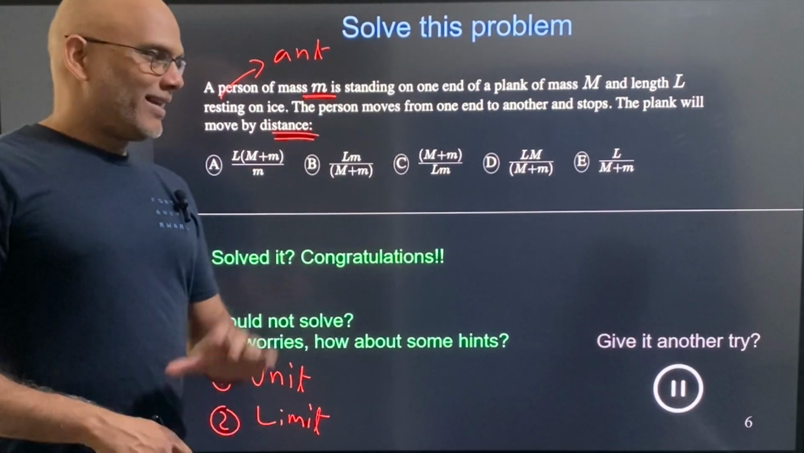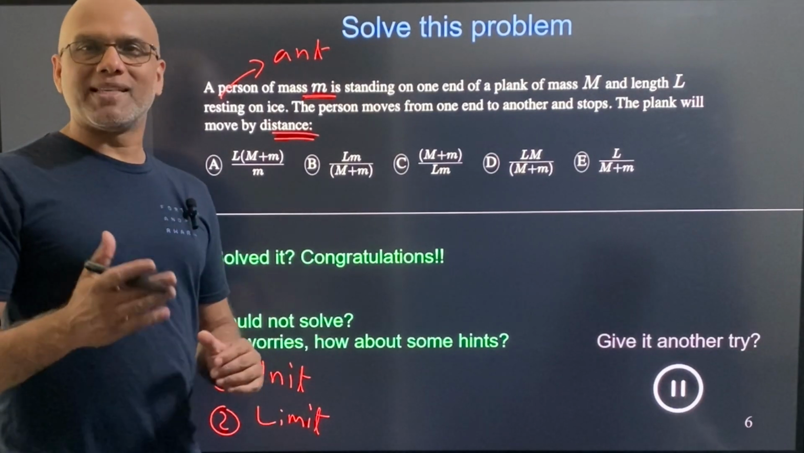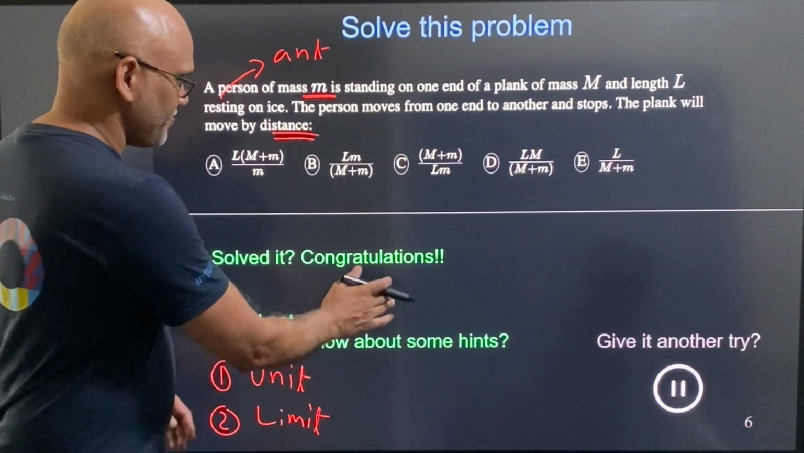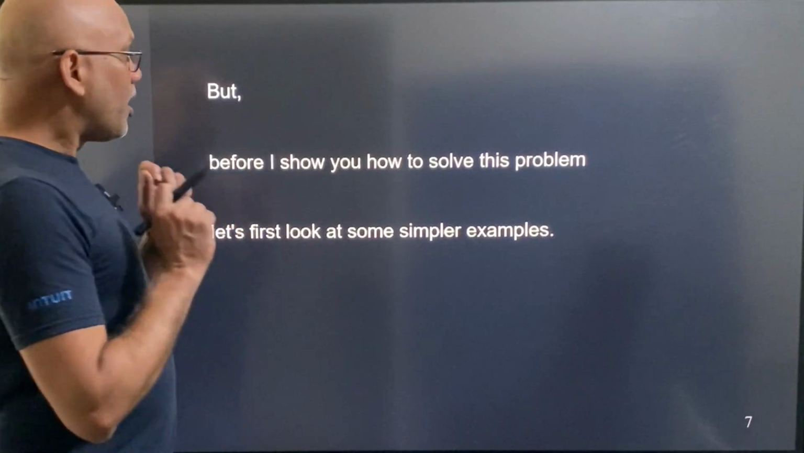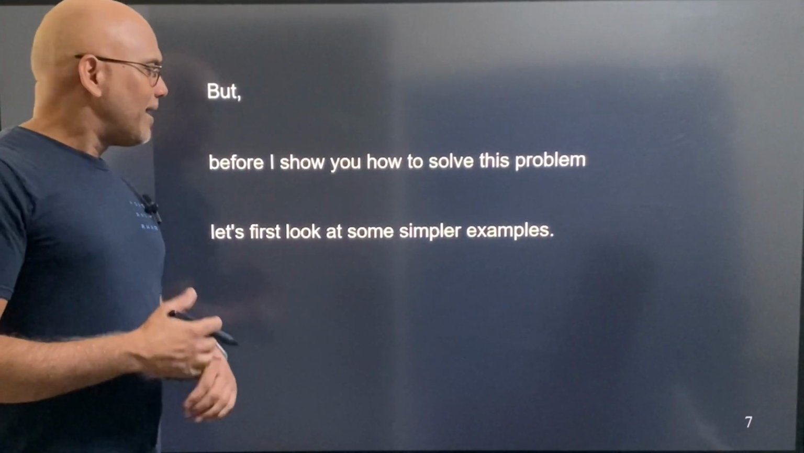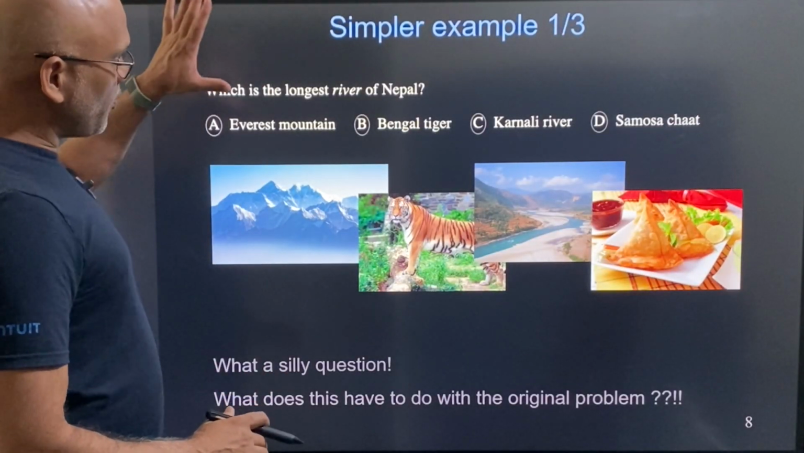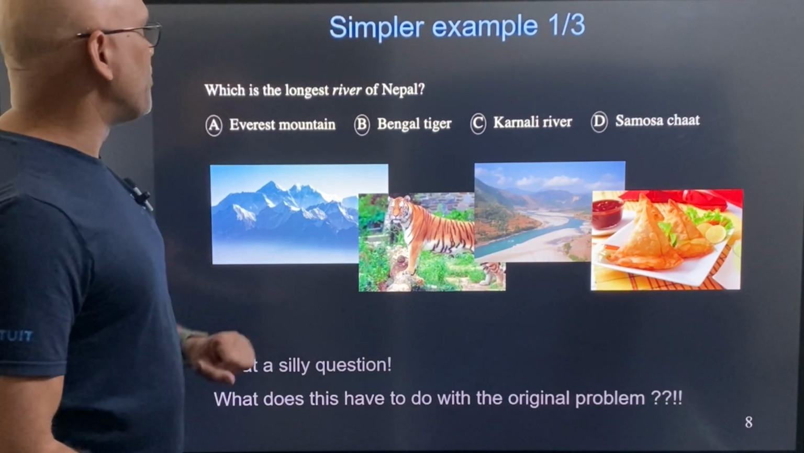Hello, I'm back. If you solved it, good job. If not, no worries. We'll solve it together. But before I show you how to solve this problem, let's look at some simpler examples. We'll look at 3 examples. This is the first example.